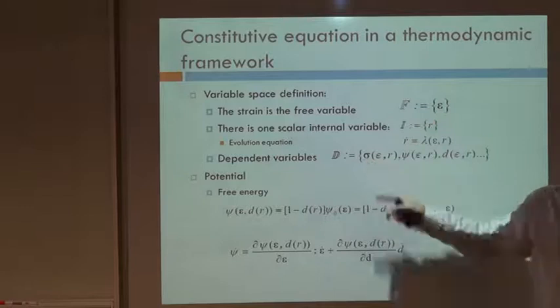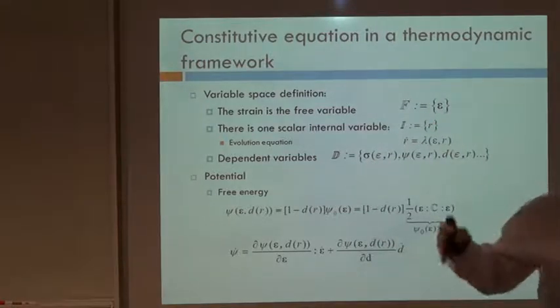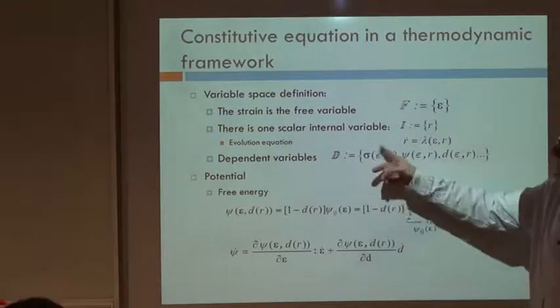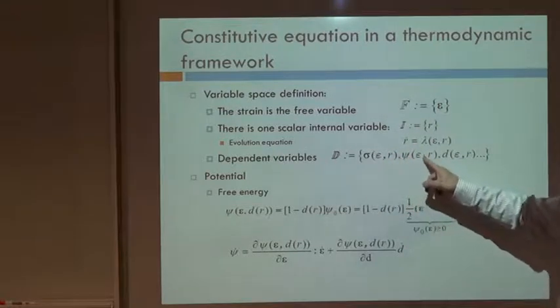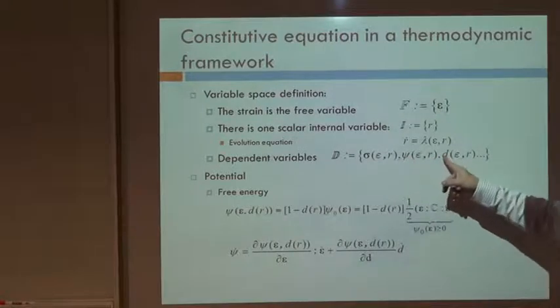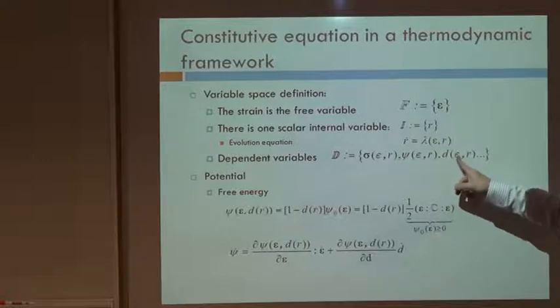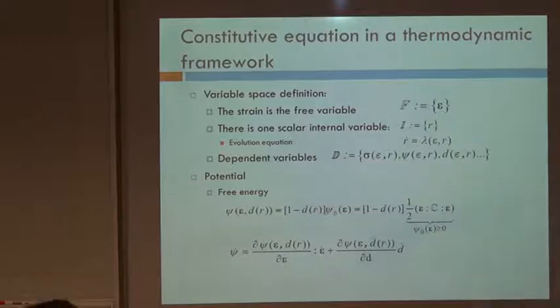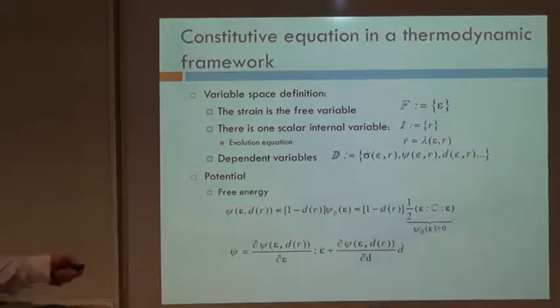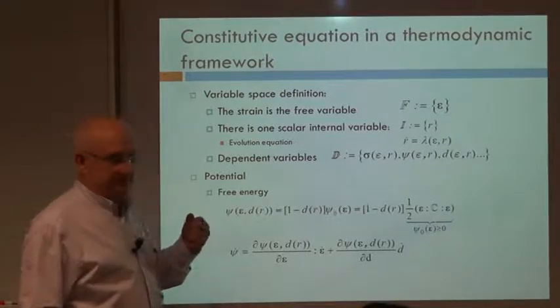So we talk about the stresses, the apparent stresses, the ones that I observe macroscopically, that are a function of epsilon and r; the free energy, a function of epsilon and r; for instance, the damage variable, which is going to play a role here. That should be a function of epsilon and r, and so on. Now, remember the next ingredient was assuming a free energy. So let's assume a free energy which is that one.